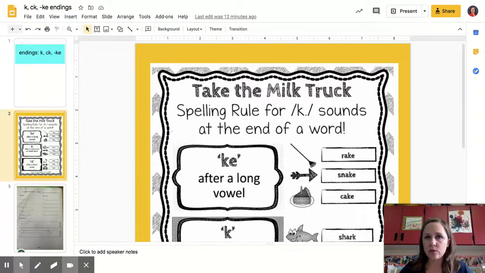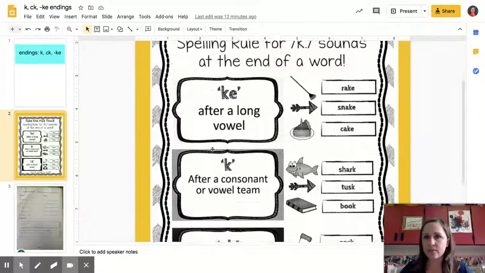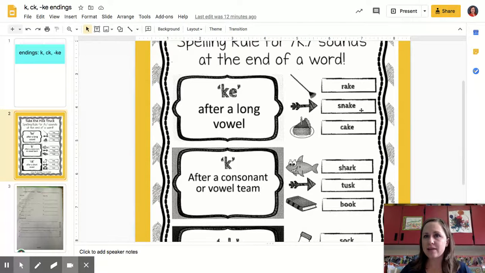It says, take the milk truck. Spelling rules for K sounds at the end of the word. All right, so like in take, it goes after a long vowel, you use KE, such as rake, snake, and cake. So we have a long A, we use KE. After a consonant or vowel team, we use K, as in shark, tusk, and book.